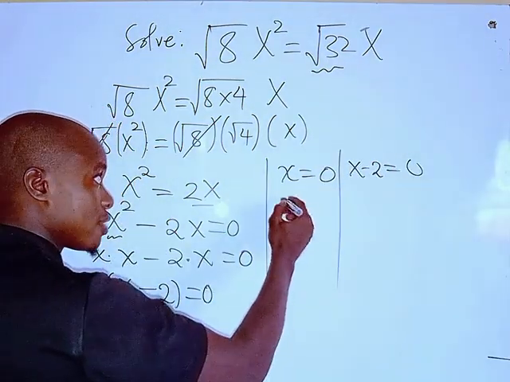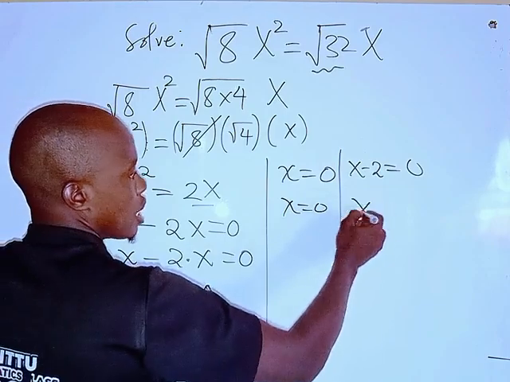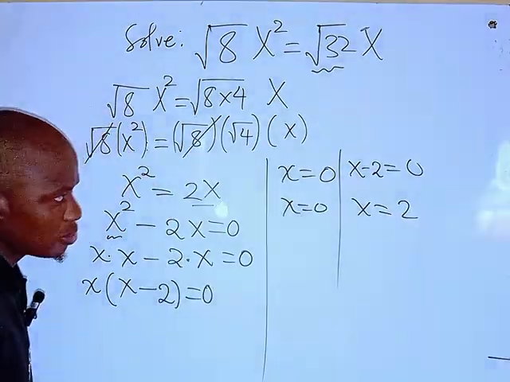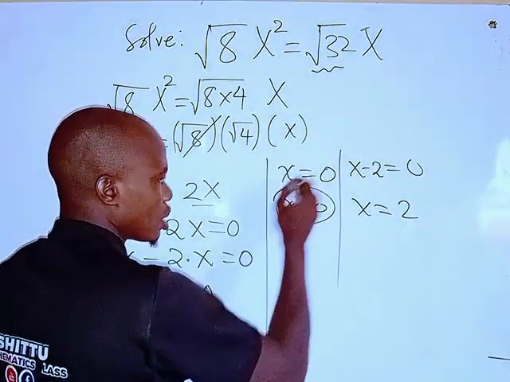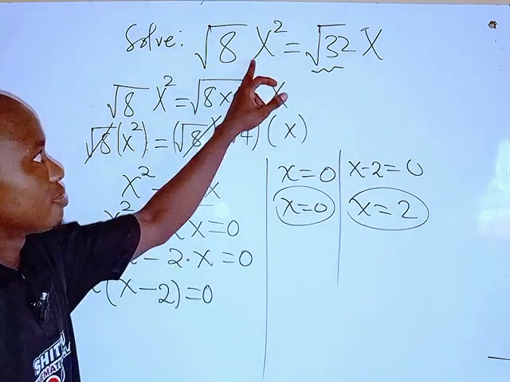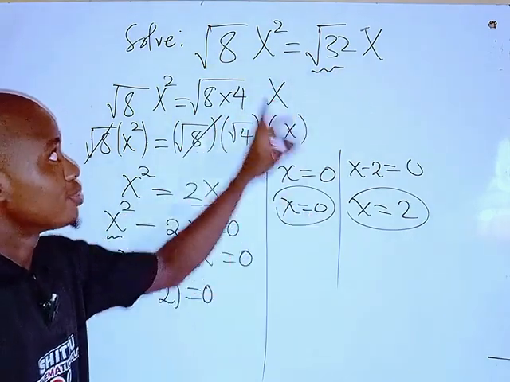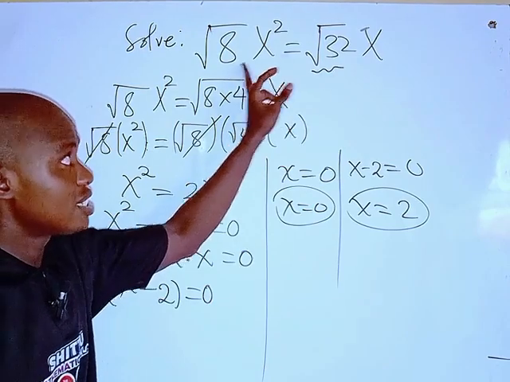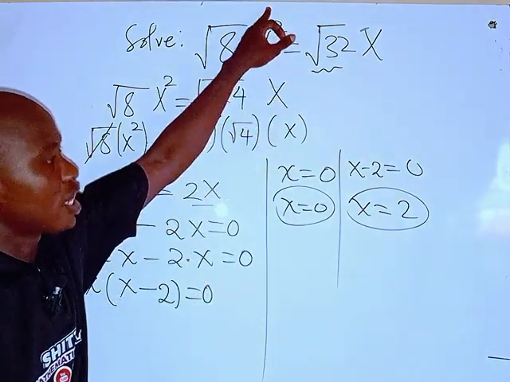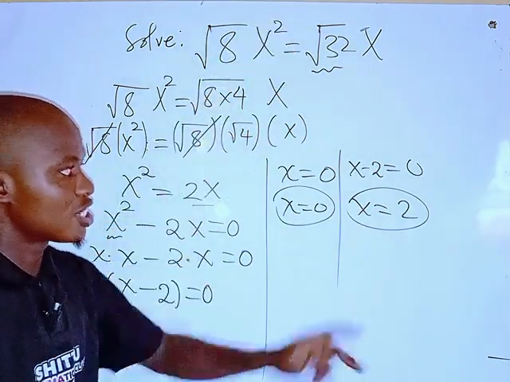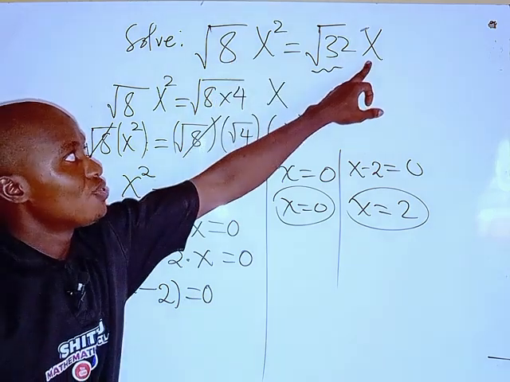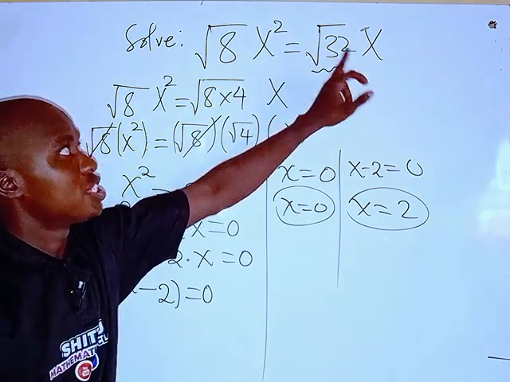Then here we have x equals 0. Then x equals 2, when we transpose to the other side. So you can see we have these two solutions, x equals 0 and x equals 2. Now when you put this back into the equation, 0, everything will be 0 at the left hand side, same here. Then if you put 2 here, 2 squared will give us 4. Then 4 is multiplying root 8. Now here we are going to have 2 root 32.